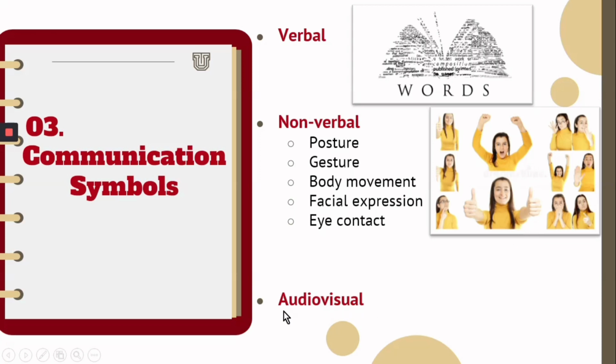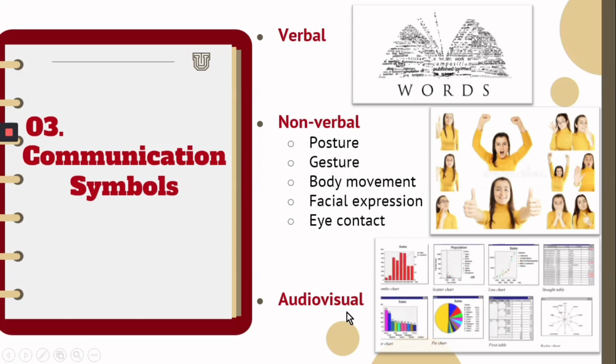Lastly, audiovisual. This is a combination of words and visual representation such as graphs and tables to deliver a message from the speaker to the listener. For example, in this presentation, the symbol that I use to communicate with you is audiovisual, meaning I use words and presentations to deliver the information to you.